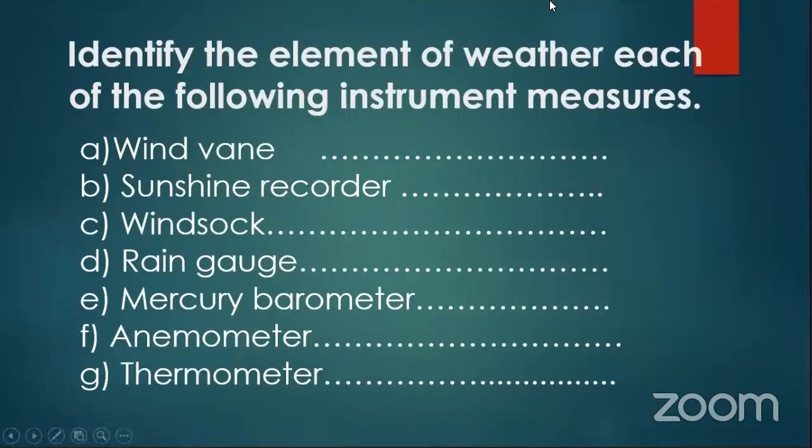Who can read for me? We are on E. Daisy, what is on point E? It is a mercury barometer. Very good. It is a mercury barometer. And we said a mercury barometer is an instrument used to measure what? Atmospheric pressure. Very good. It is used to measure atmospheric pressure.